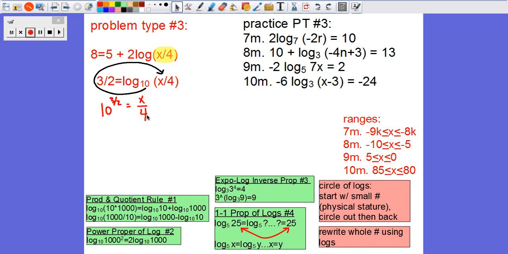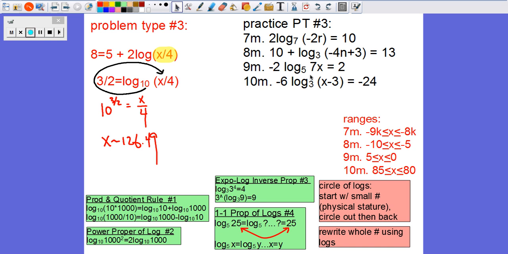Now you put this into your calculator, and whatever you get, you multiply by 4. To get x by itself, you need to multiply both sides by 4, which is the reciprocal of the invisible 1 over 4. You multiply by 4 over 1, and finally you get 126.49.